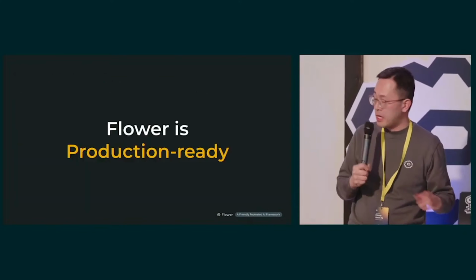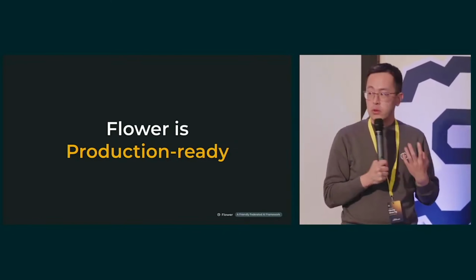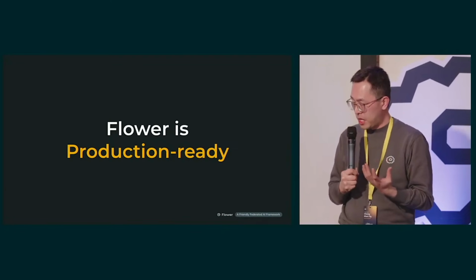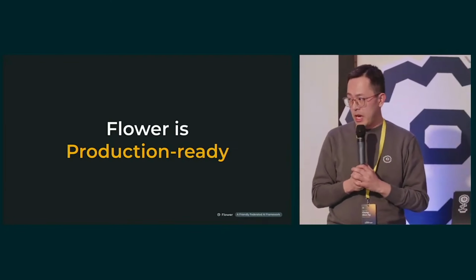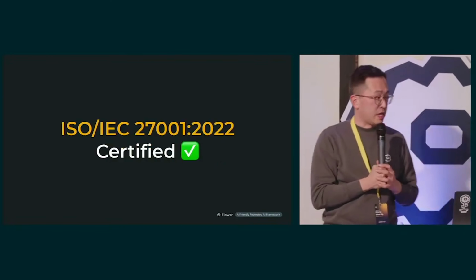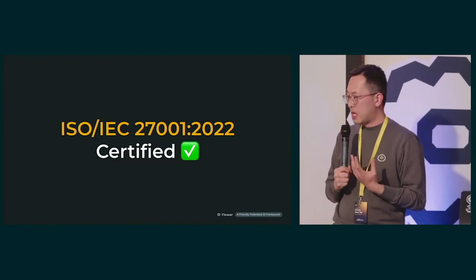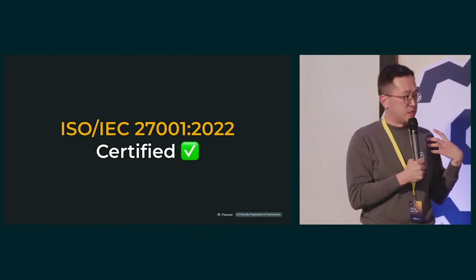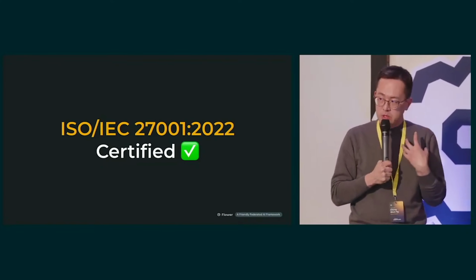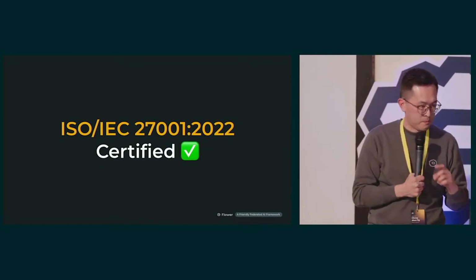So I'm here to tell you today that Flower is production ready. We have the tools that you need to get all of your applications into production. The most crucial step for us as a company is to get the ISO 27001 certification. This means that you can be assured that all the tools and our internal processes, all the software that we built for you, is built to the highest security standards.